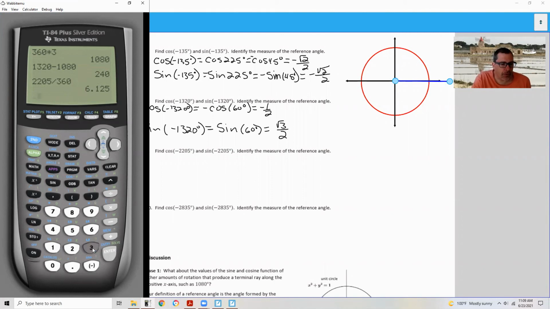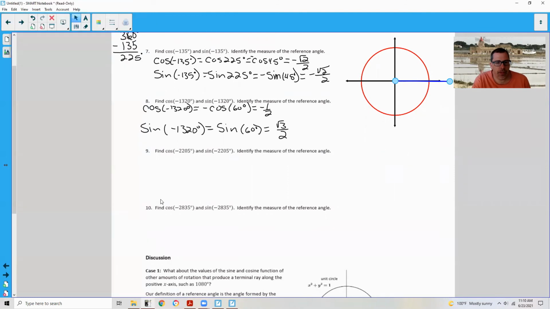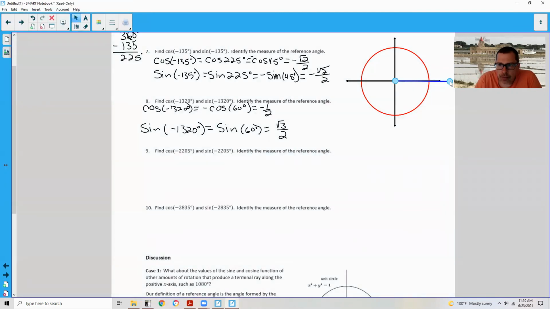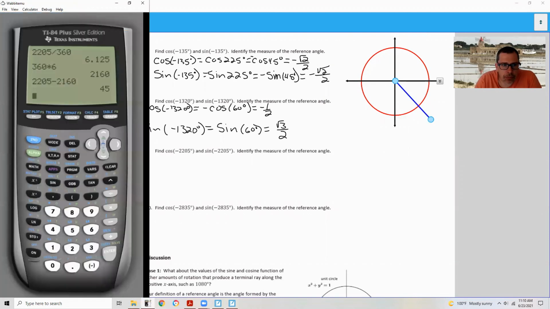I know 6 full rotations. So 360 times 6 will give me 6 full rotations of 2,160. And the difference between the 2205 and the 2160 is my angle. So 2205 minus 2,160 equals 45 degrees. Okay? So what that means is, how many full rotations was that? 6. So coming back here, take your initial ray, rotate it around clockwise 6 times. So you go around 6 times, okay? And then an additional 45 degrees. Okay, 45 degrees was our remainder.